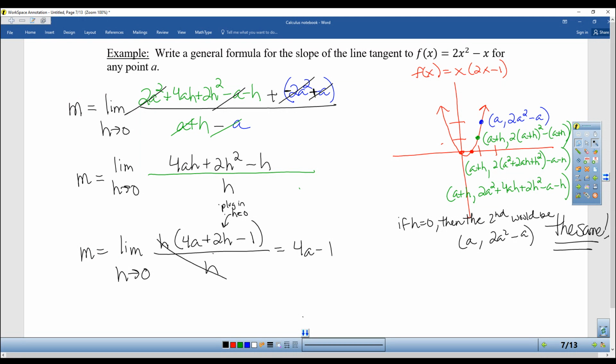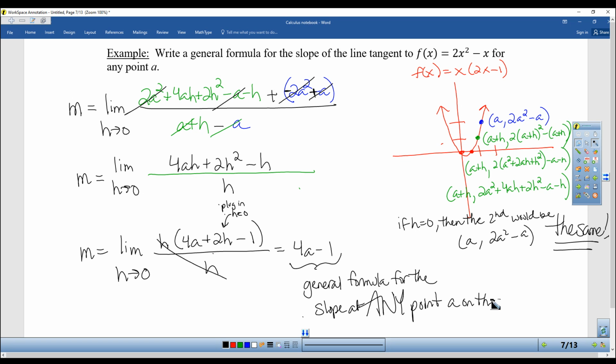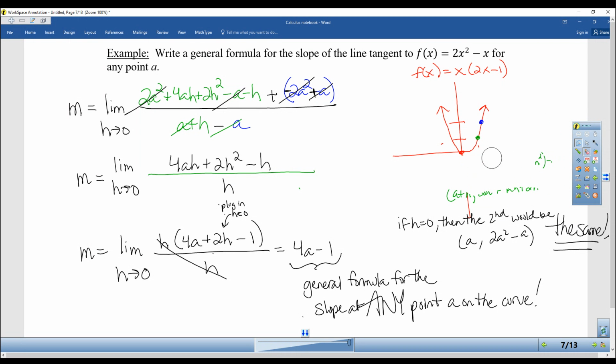All right, this is the key. This is the most important thing of the day. What you have just found is a general formula for the slope at any point a on the curve. This, in my opinion, is super cool. So hopefully you are well beyond this section. So I'm actually going to erase this section so I can use my graph and show you what I mean.